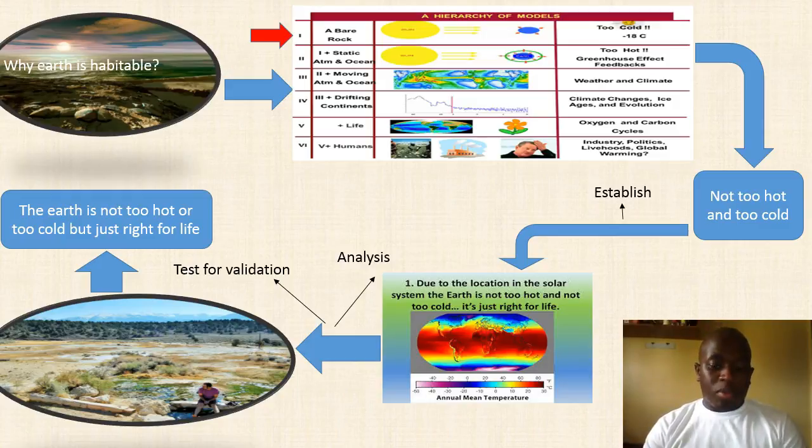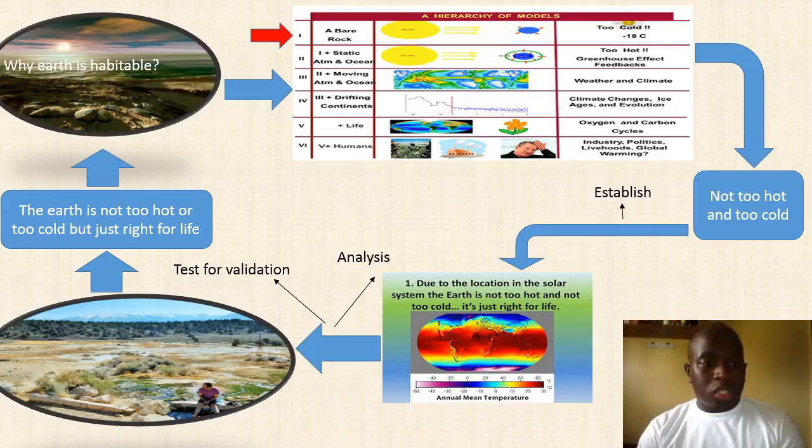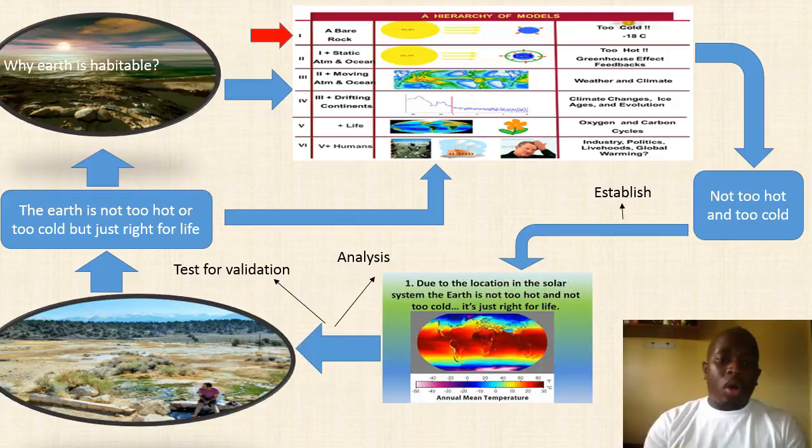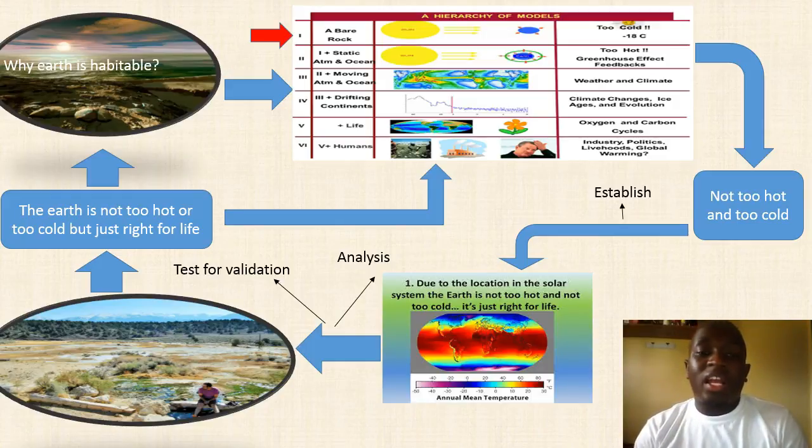Since we have a solved problem, we go to the real problem and tell people, no, the earth is habitable because it's not too hot or not too cold. But for somebody who got the wrong answer, we'll go back to the hierarchy of models and have to choose one of the models there.